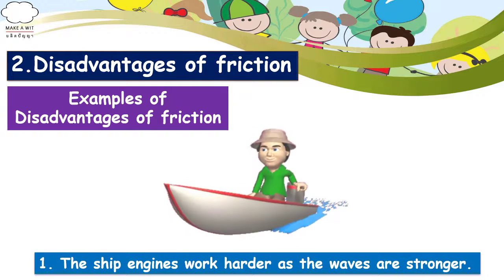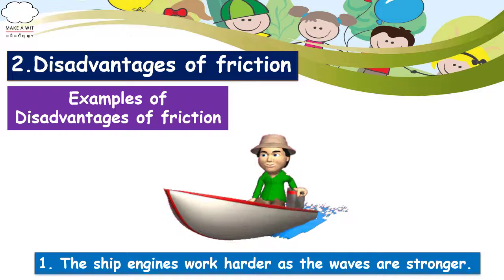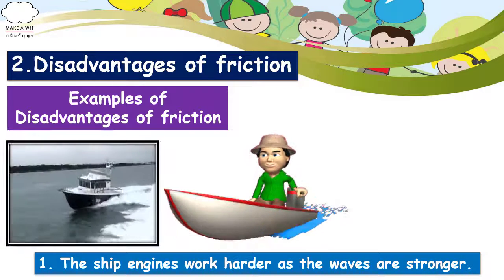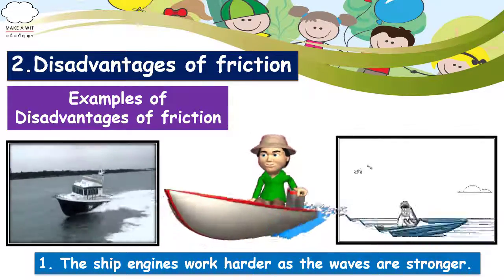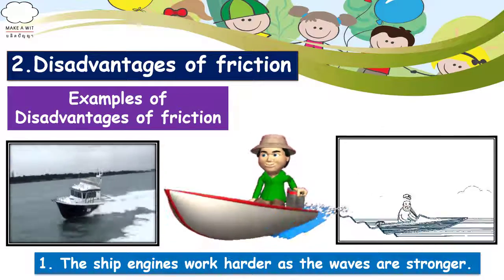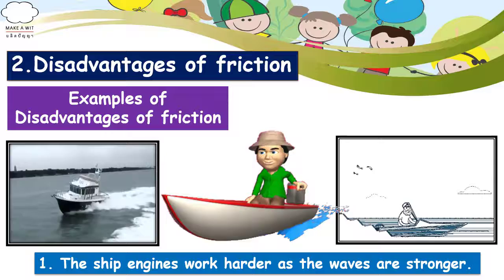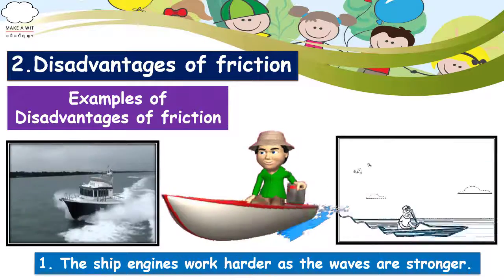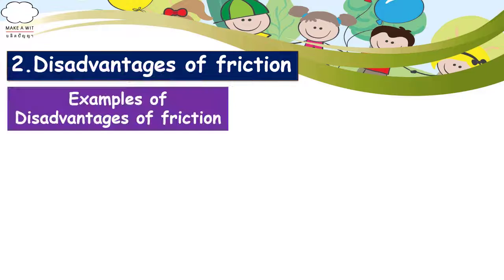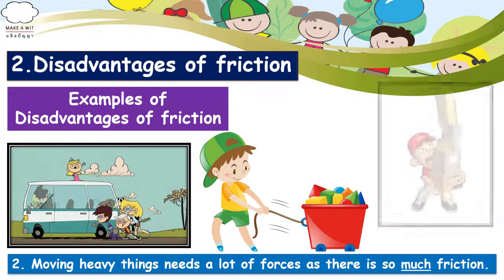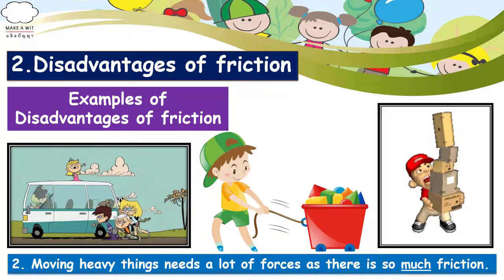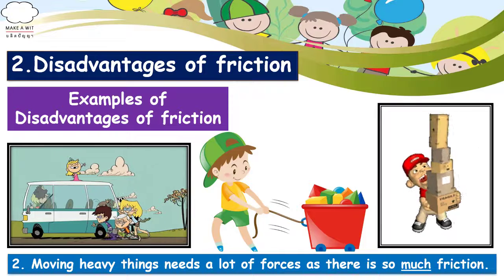Number 1. The ship engines work harder as the waves are stronger. Look at the pictures. This is the disadvantage of friction. Number 2. Moving heavy things needs a lot of force as there is so much friction. Right. Excellent.